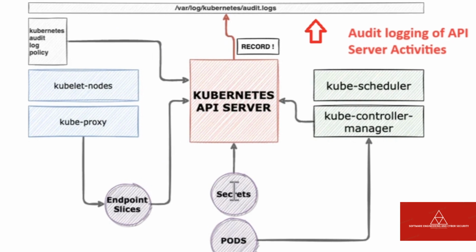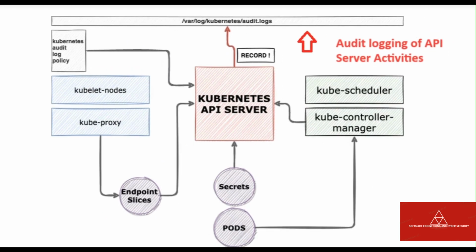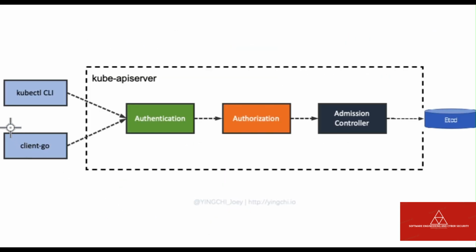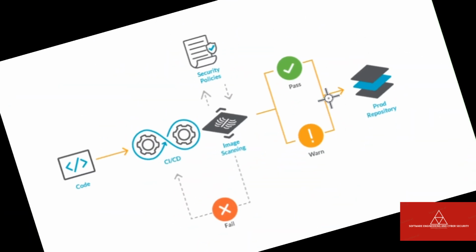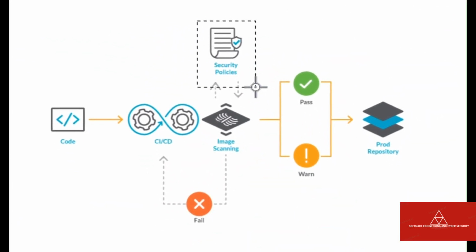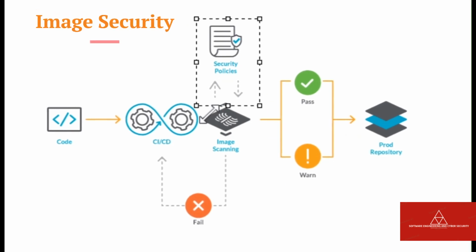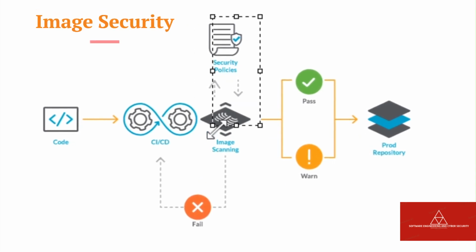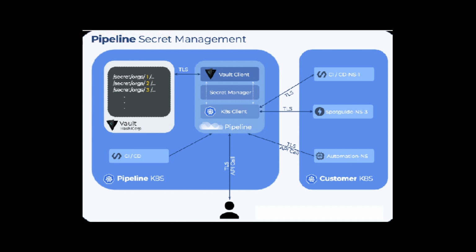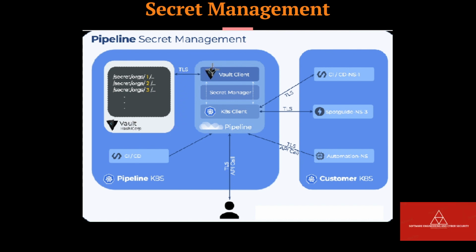Use pod security policies, PSPs. Enforce security policies at the pod level to restrict the usage of privileged containers and other potentially dangerous configurations. Image security. Scan container images for vulnerabilities before deployment. Use a container registry with proper access controls and image signing. Secret management. Use Kubernetes secrets to manage sensitive information like API keys and passwords. Encrypt secrets at rest and in transit.